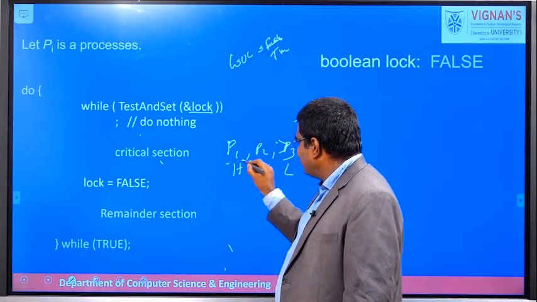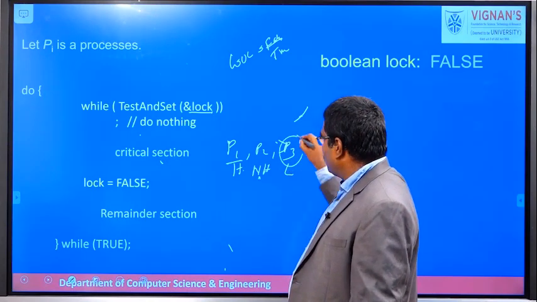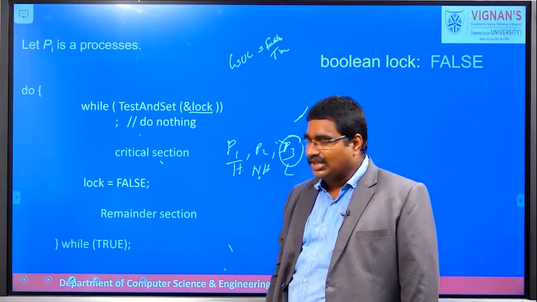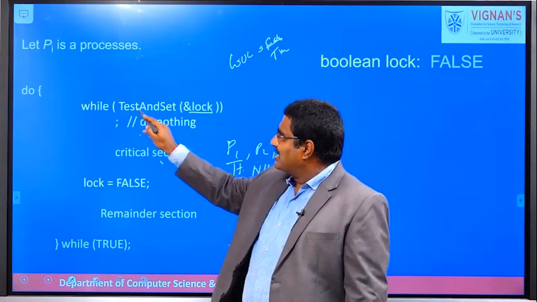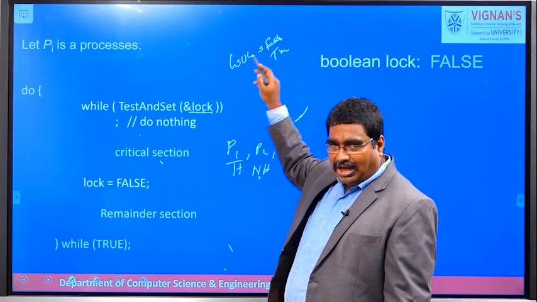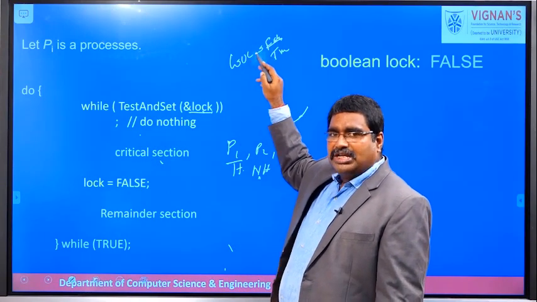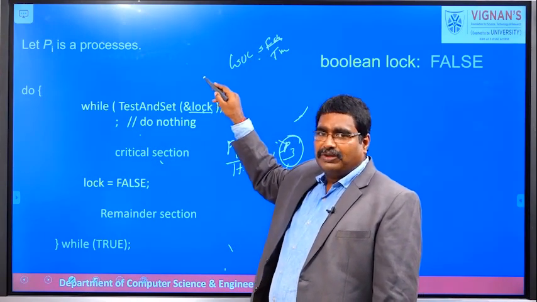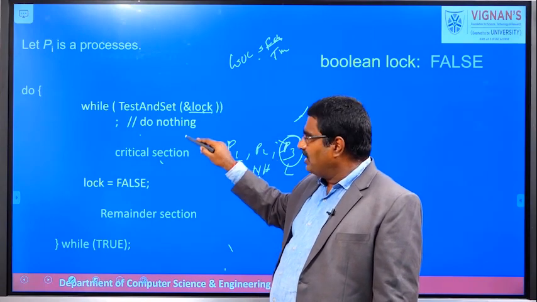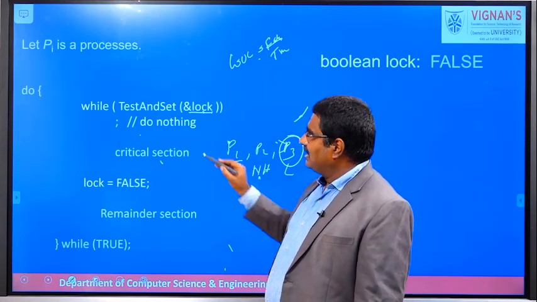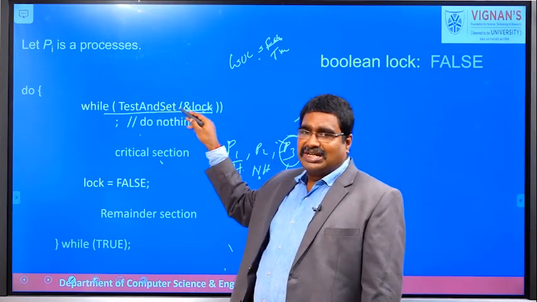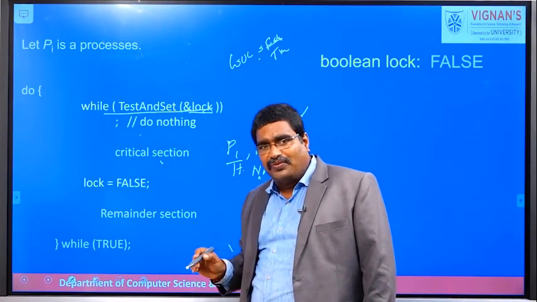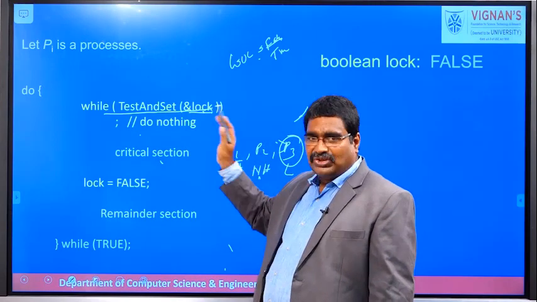If P1 is already in the critical section and the P3 process wishes to enter into the critical section, again the P3 process executes this code, while test and set of ampersand lock. Already the lock is a Boolean variable whose value is set to true by the P1 process at the time of entry into the critical section. For that reason, if the P3 process tries to execute this statement, the test and set function returns the true value and the lock value is again true only.